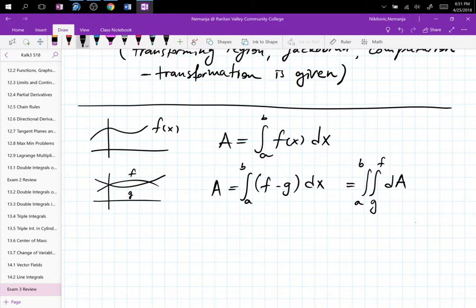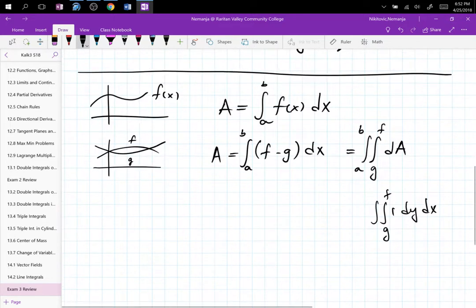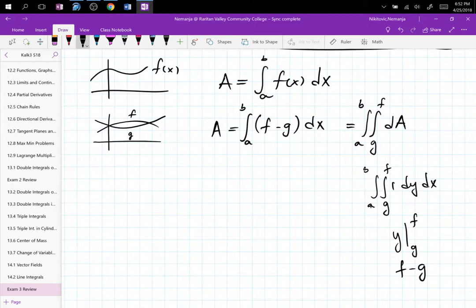Now remember, when you integrate the double integral of 1 dy dx, with your function g at the bottom and a function f on the top, and then a and b, when you integrate 1, you will get y, and that will be computed from g to f. Do you see how that's f minus g, and it collapses to this formula immediately? So that's the magic link between these dimensional equations. It's just a different way to write the same thing.